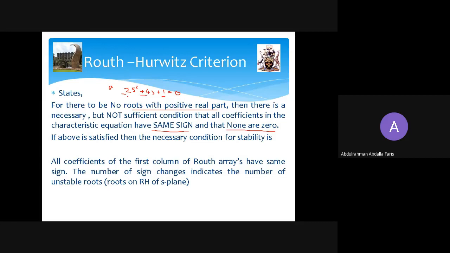So that's why I say if the above is satisfied, the necessary condition for stability is that all coefficients of the first column of the Routh array have the same sign. The number of changes of sign in that column is the number of roots on the right hand side of the S plane. So this is our S plane, this is the right hand side and this is the left hand side. For stability, we want roots to be on this side. If we have roots on this side, then automatically the system is not stable.